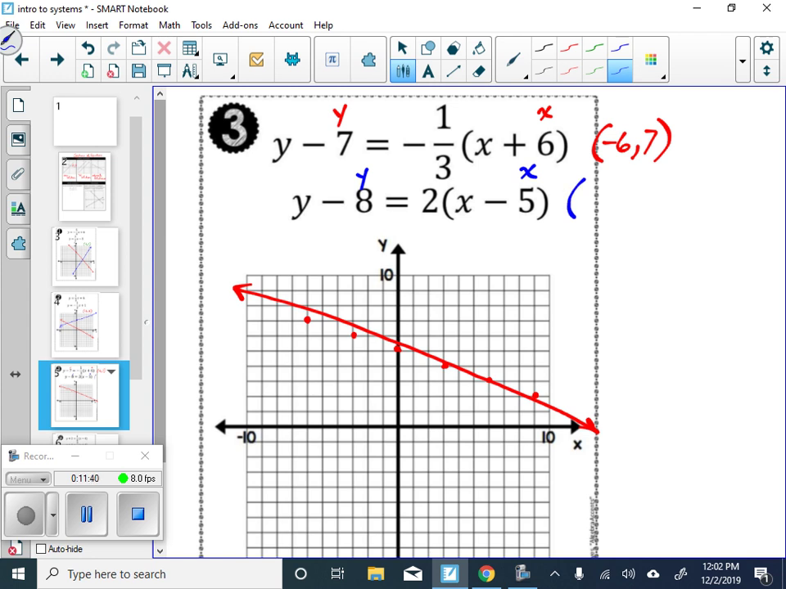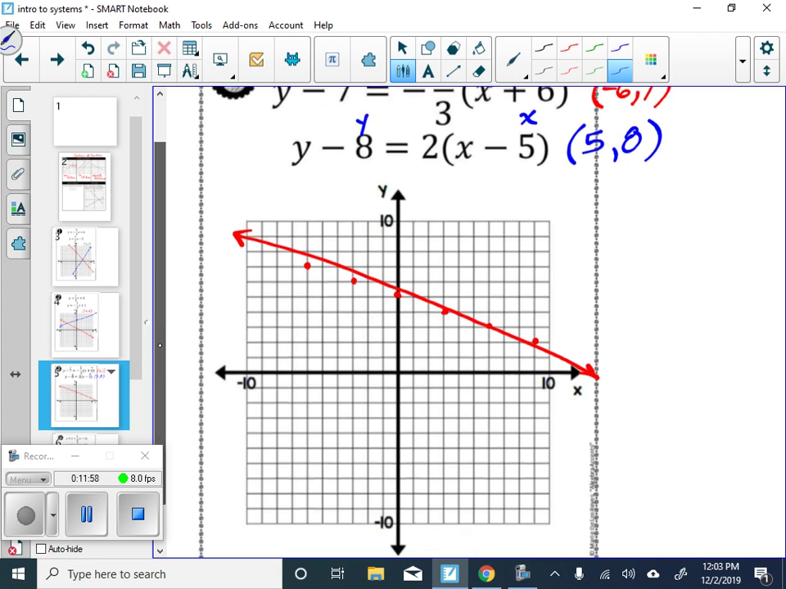So what's my x value? +5, correct? Because it's -5 in the equation. So when I take it out, it becomes the opposite. Comma, what's my other part of that? +8, because it's -8 in the equation, so when you pull it out, it's positive. So my starting point is going to be at 5/8.